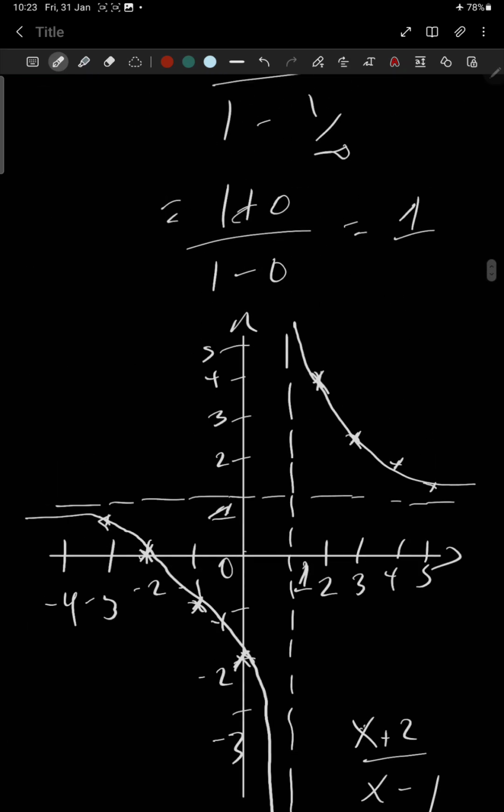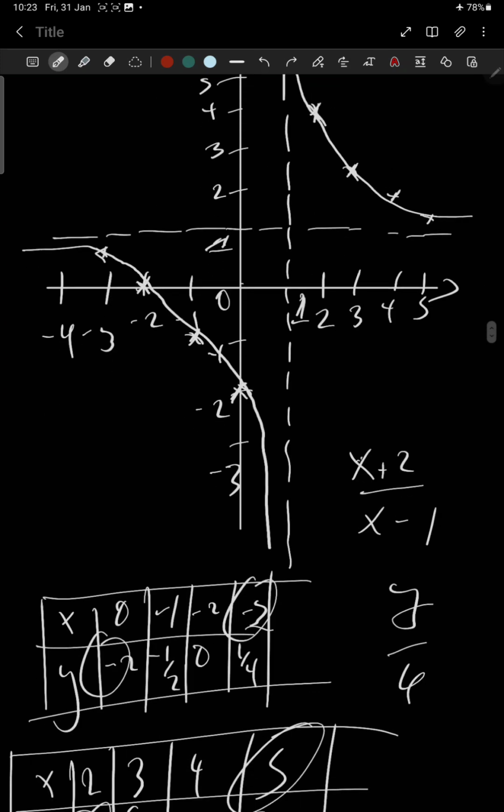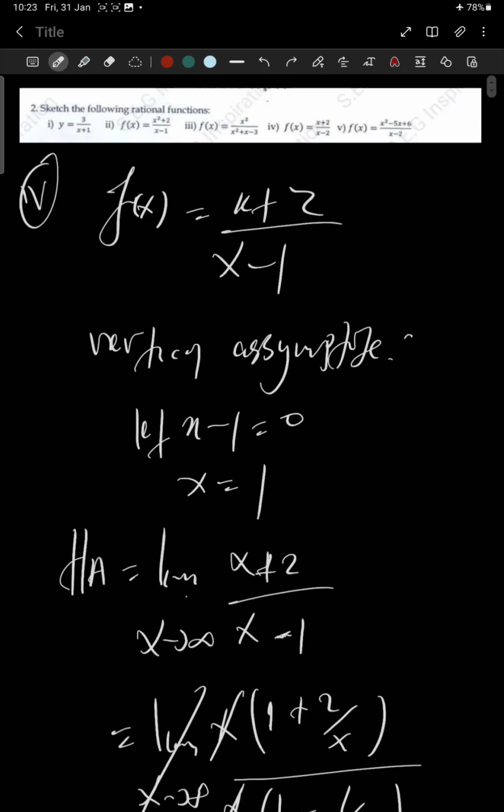Okay, so this is a graph. That's how you answer it. Sorry, that's a graph. All right, now let me do the last question. We have (x squared minus 5x plus 6) over (x minus 2).